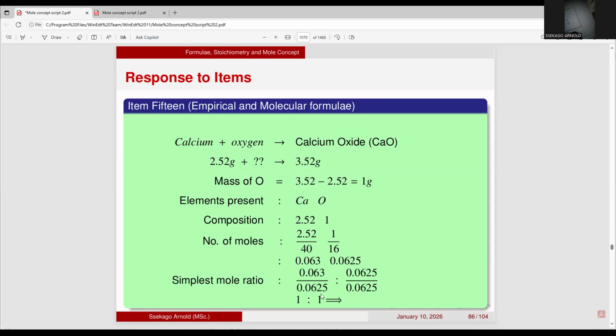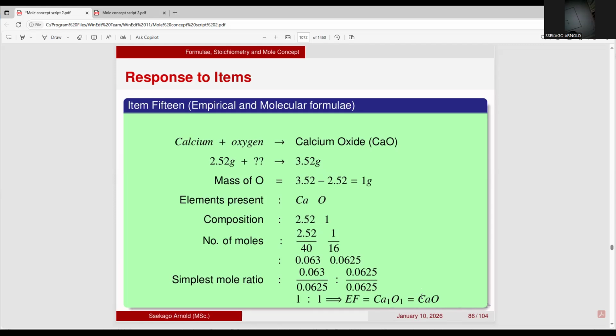Therefore, since we have 1:1, we shall have the empirical formula as, for calcium, we put a 1 down, and for oxygen, we put a 1, and 1 does not change anything. So this is what we obtain. So this is the empirical formula.